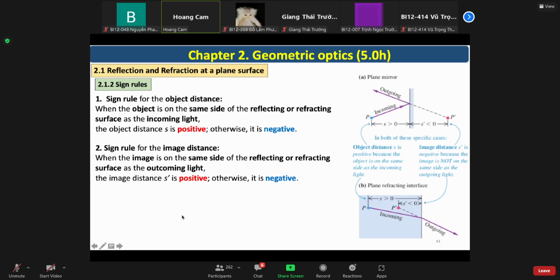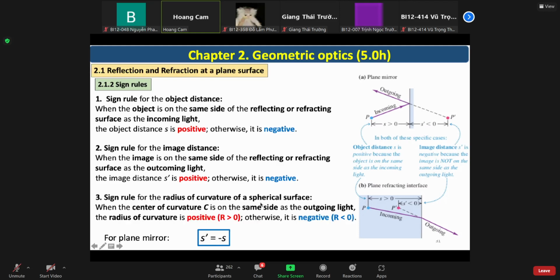The last sign rule is about the radius. However, before that, we see here for the plane mirror, S and S prime have opposite values, right? They have the same magnitude, but different sign. So we got S prime equals minus S here.